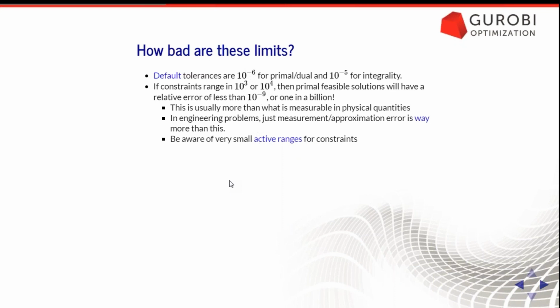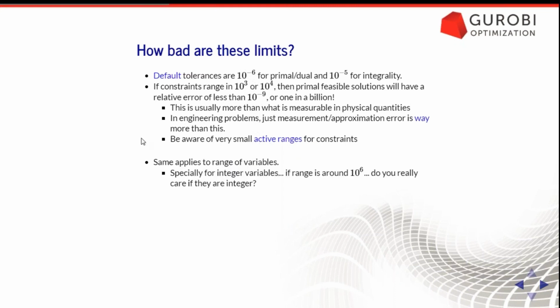Also, this means, since the tolerances, as I said before, are absolute and not relative, that if you have constraints with very small active ranges, the solver may consider them just to be an equation. And if you're expecting to see changes, let's say the solutions move in the range of 10 to the minus 9 and 10 to the minus 10, then that is just not being seen by the solver. So you should also try to avoid ranges for constraints that are just too small, unless they are really equations.